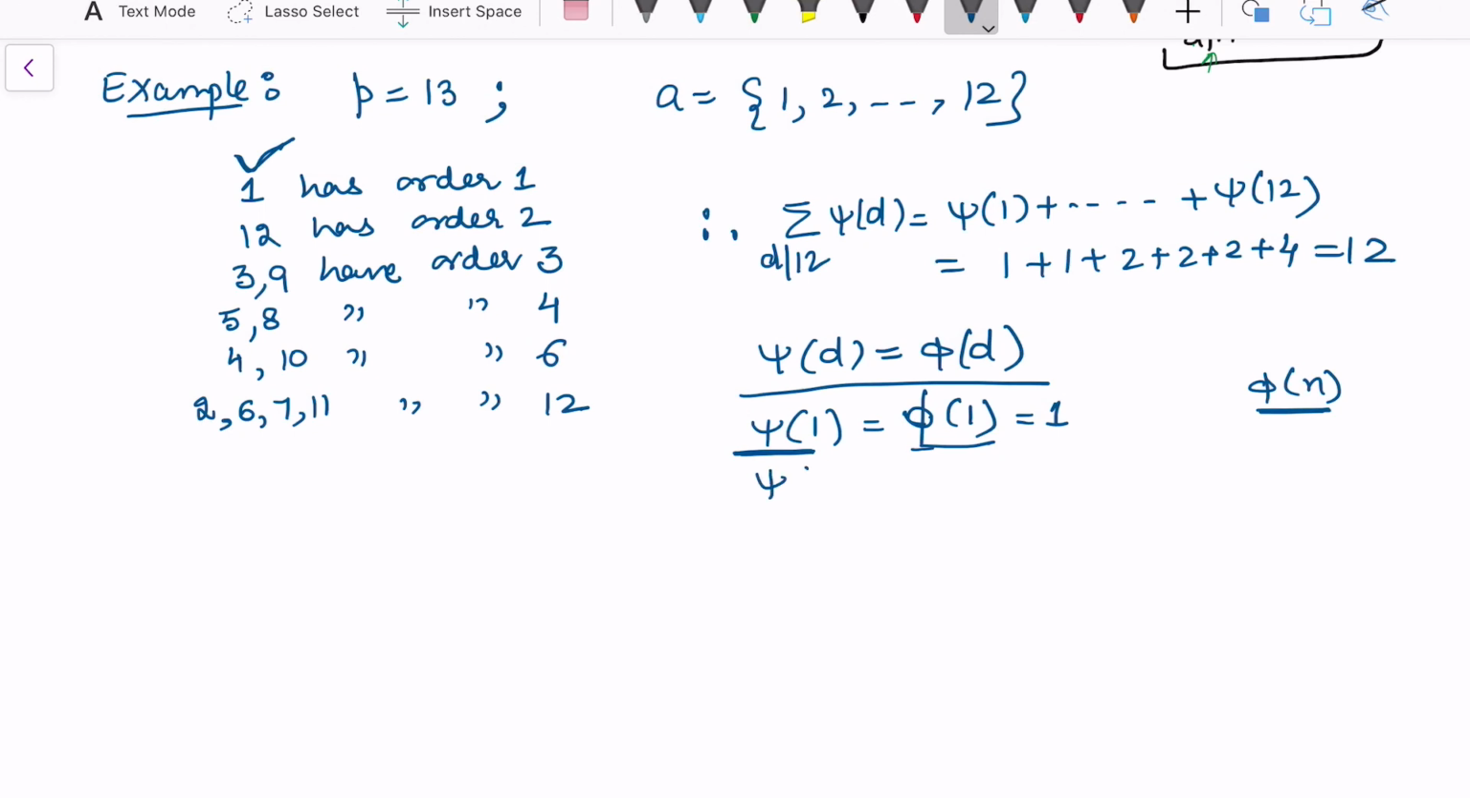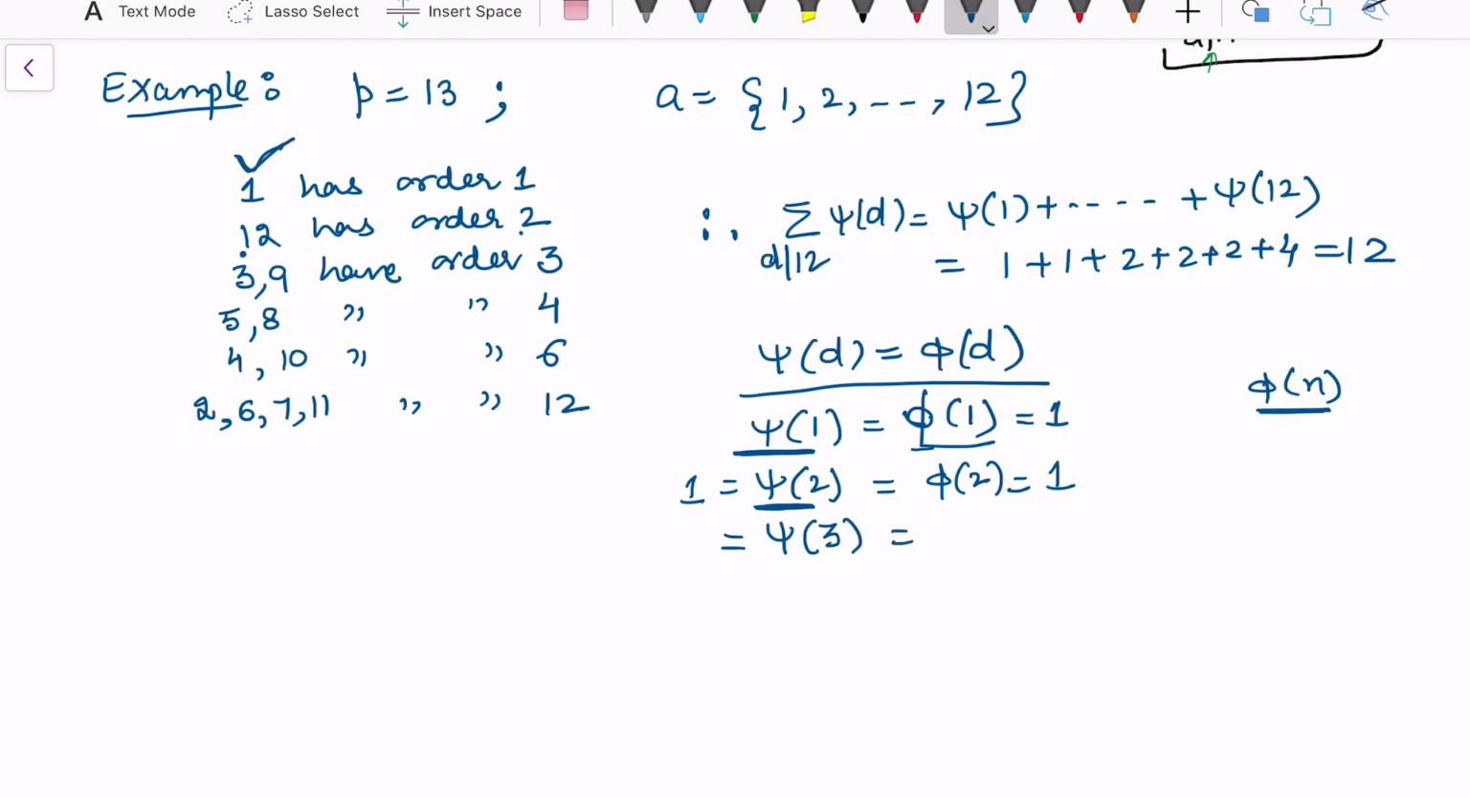When I take xi 2, xi 2 means the number of integers that have order 2. How many integers have order 2? Only 1. On this side, when I consider phi 2, phi 2 means there is only one integer which is relatively prime with 2. This is also 1. Look at the next divisor, 3.